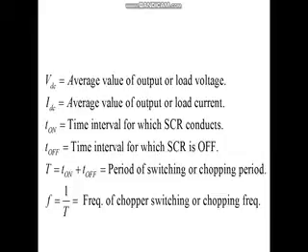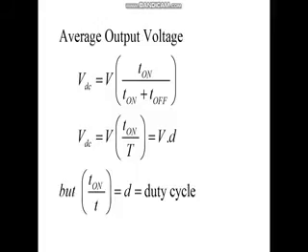VDC is the average value of the output or load voltage. IDC is the average value of current, T on is the time interval for which the SCR conducts, and T off is the turn off time of the SCR. T means total time, that is T on plus T off, the period of switching or chopping period. Frequency equals 1 by T.